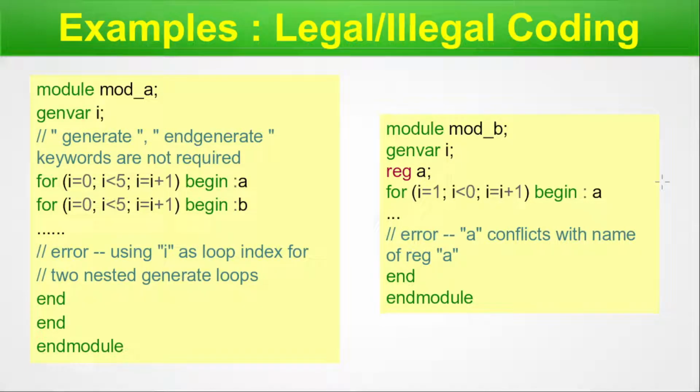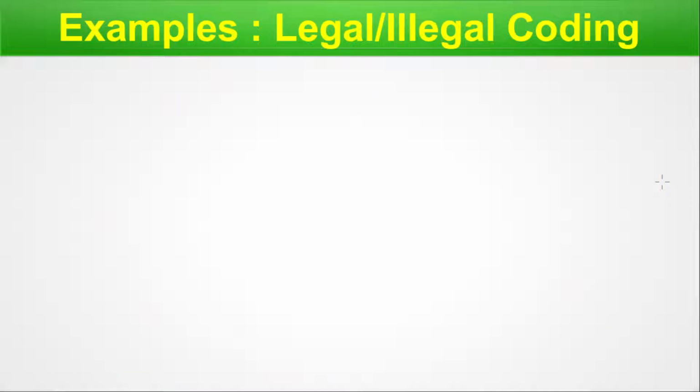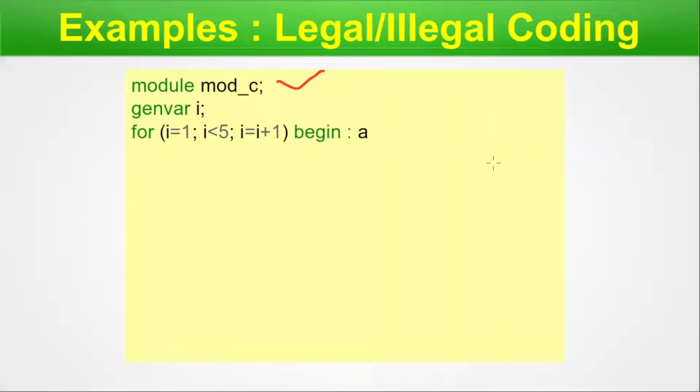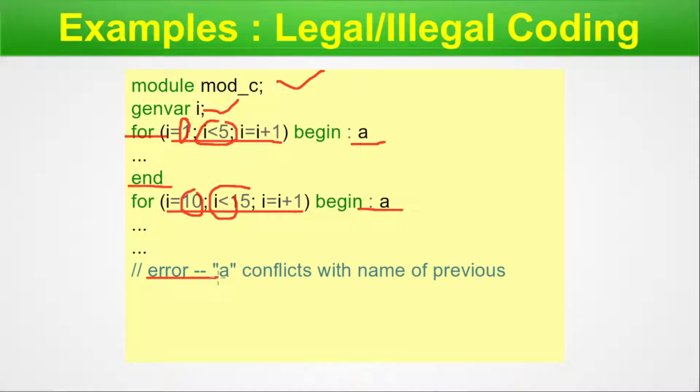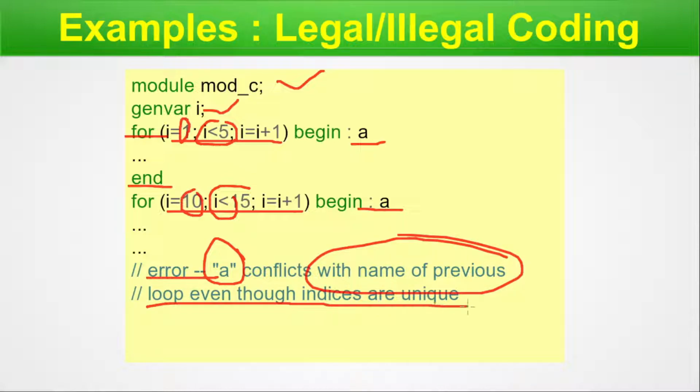Let's move on to the next slide, where we will see a similar category of example. We have module C, and we have again a genvar, and we have a for loop where we have the counter with the genvar, and its name is A. We have all the statements, and we have the end for this particular for loop. Next we have another for loop where we have another counter, which is different, and the checking condition is also different, and here we give a name A, and we have the internal statements of the for loop. Then we face an error because here A conflicts with the name of the previous loop even though the indices are unique.